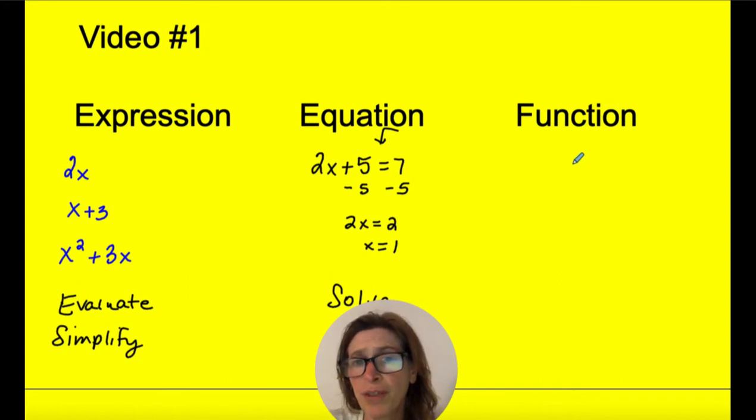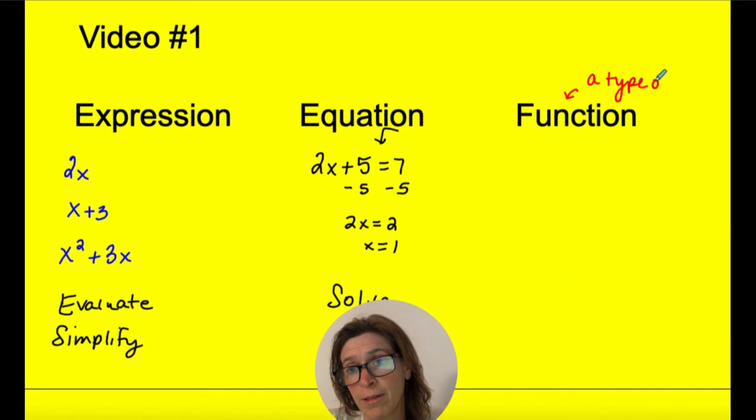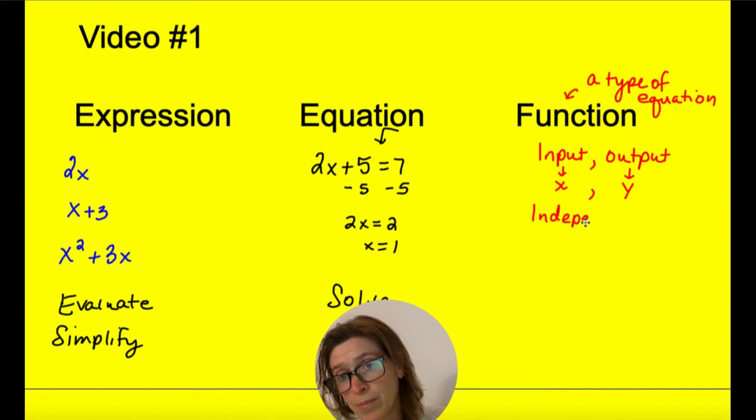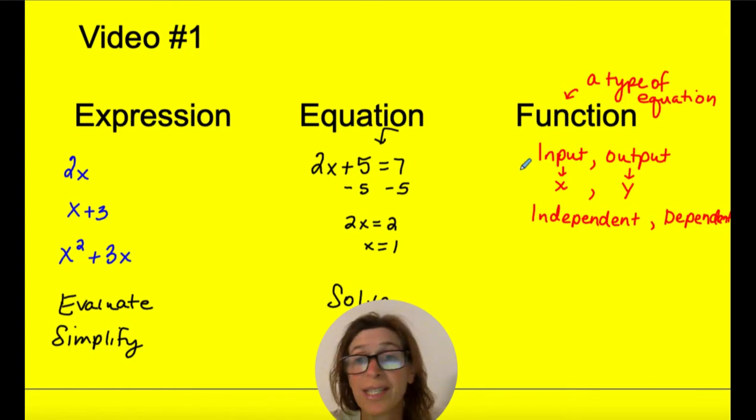Now functions are different. Functions are actually a type of equation, but functions have two variables. They have an input and an output. An x, which is our input, and an output, which is our y, okay? Our x is our independent variable, and our y is our dependent variable. Now that's important because y is always going to depend on what x is.